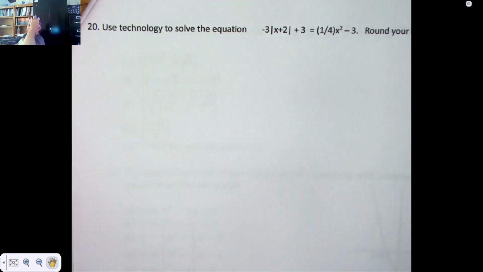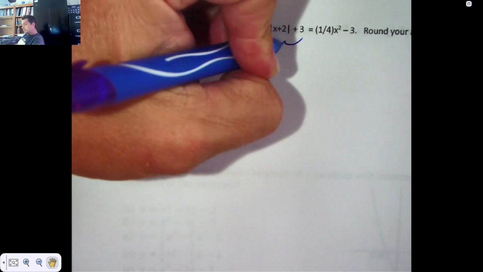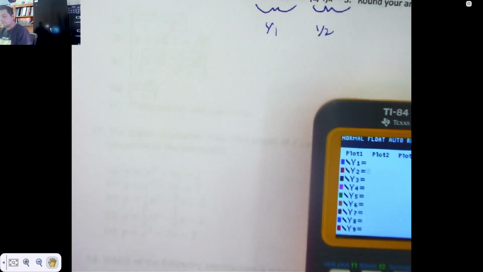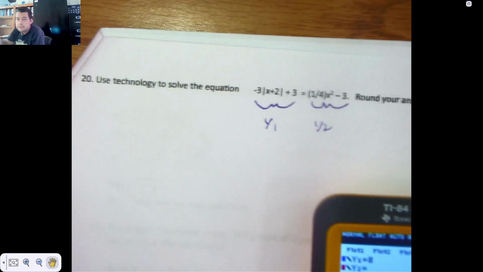I legit think in my entire second period class, only 2 people got number 20 right. Left into Y1, right into Y2. If the issue is you don't have a TI-84, you go talk to the librarian.